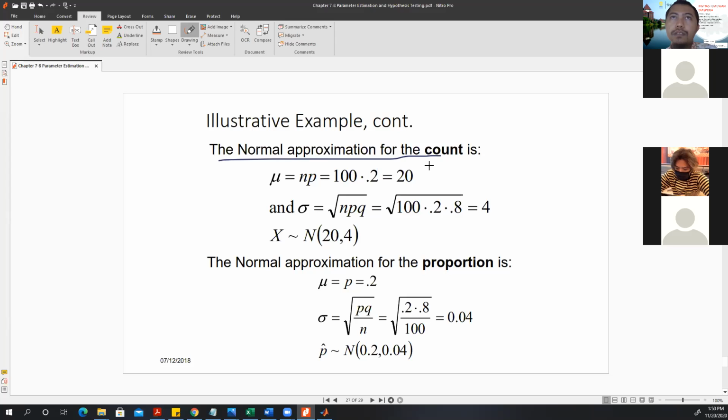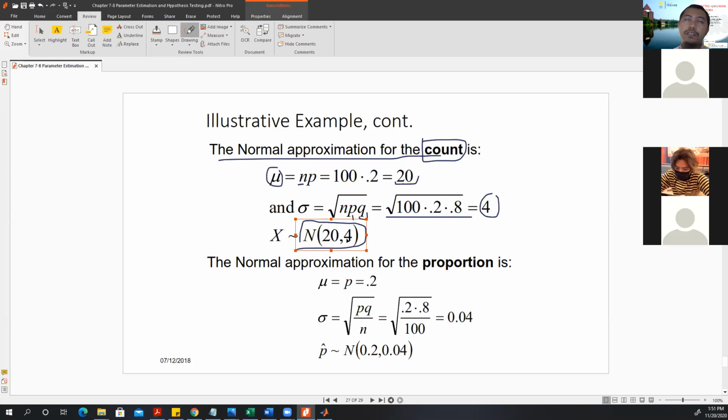For the normal approximation of the count, we can easily define that mu is the number of samples multiplied by the proportion. The sample mean is 100 multiplied by 0.2, which equals 20. The standard deviation is the square root of the sample size, the probability, and the complement probability, and then we have 4. So the normal distribution of the count, meaning the successful trials, has a mean of 20, and this is the standard deviation.